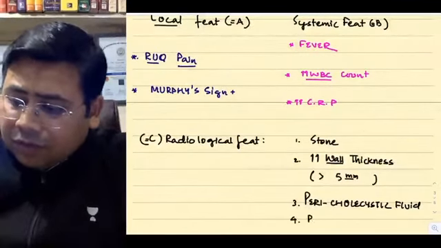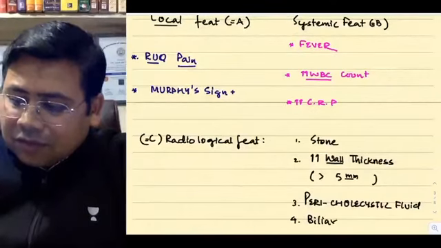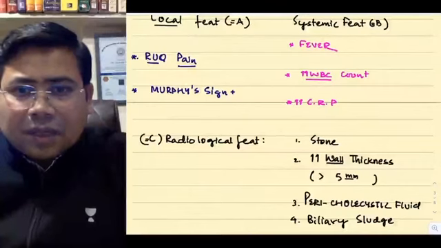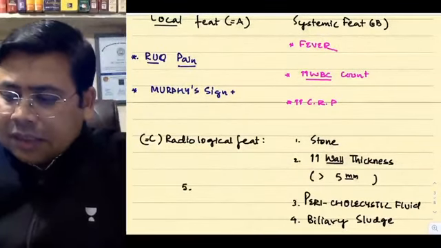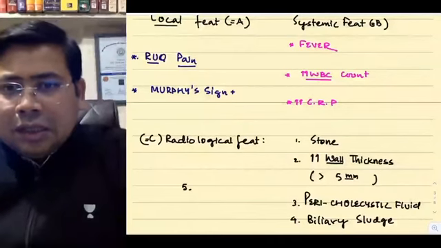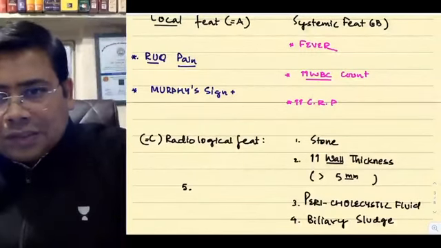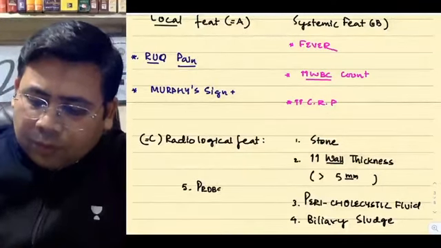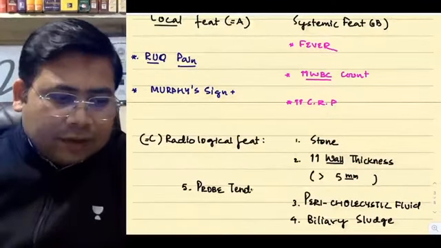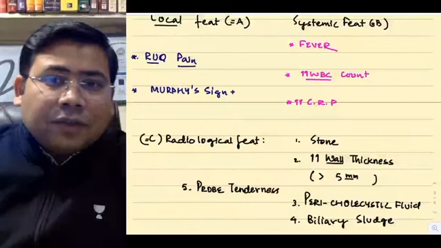Again, presence of biliary sludge. Then fifth. So wall thickness, stone, pericholecystic fluid, biliary sludge, or probe tenderness. These are the classical features.